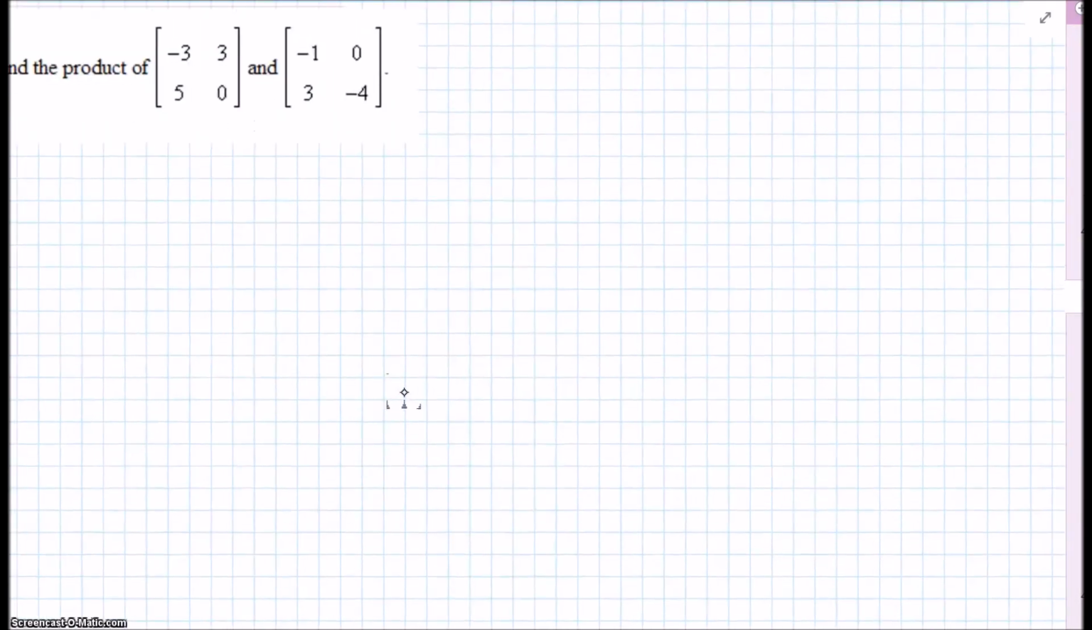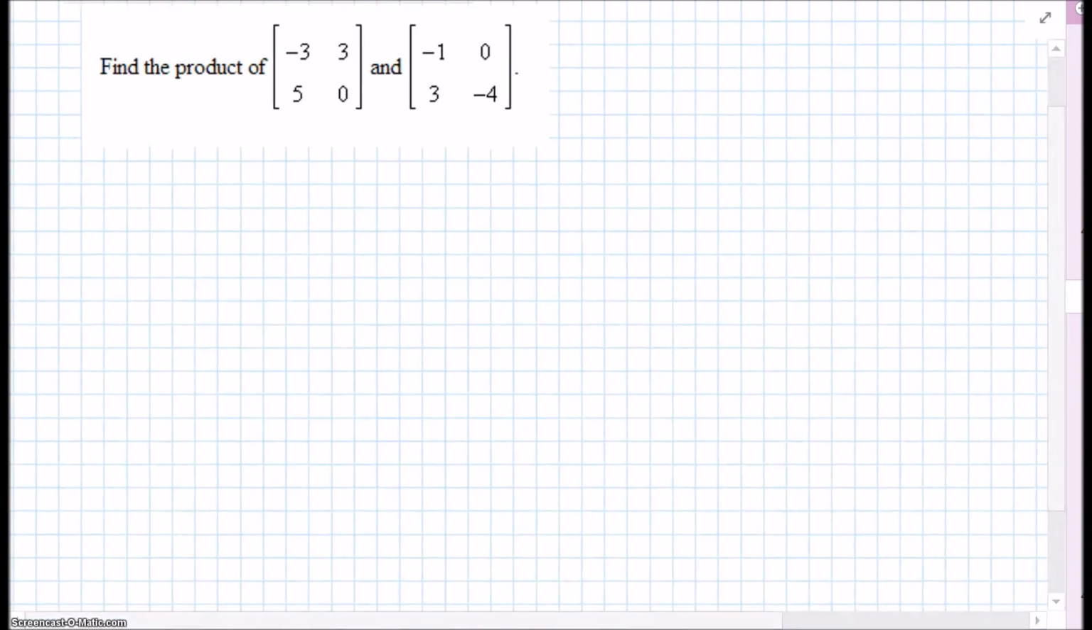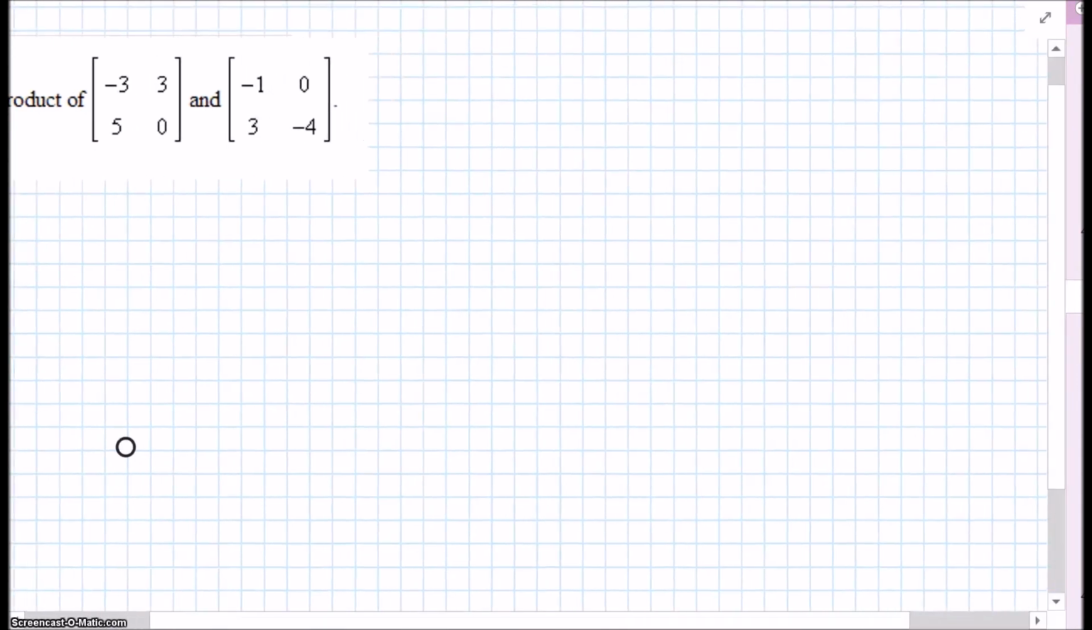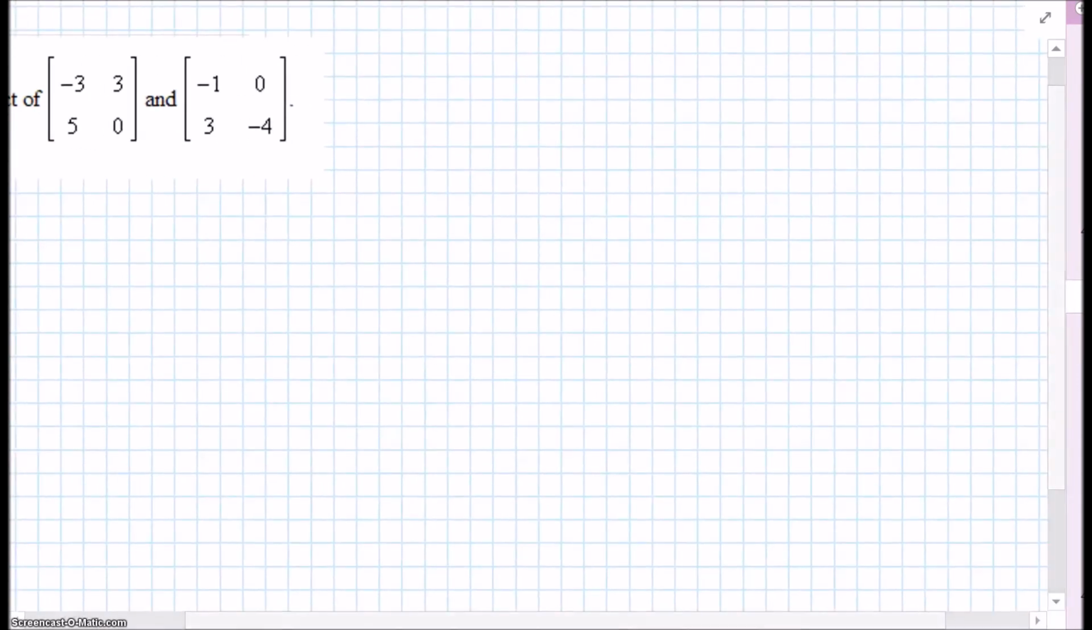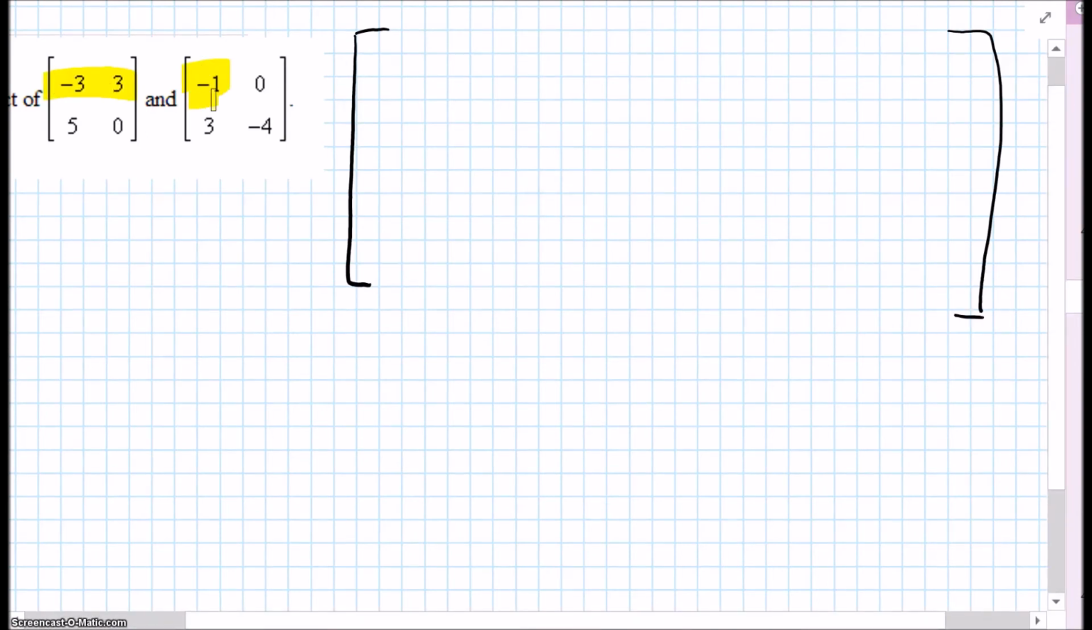All right, so it says find the products of [negative 3, 3; 5, 0] and [negative 1, 0; 3, negative 4]. Okay, so here we go. We're going to draw our new matrix. We're going to make it a little big just to over-exaggerate. So we're going to go first row times first column. So we're going to match elements.